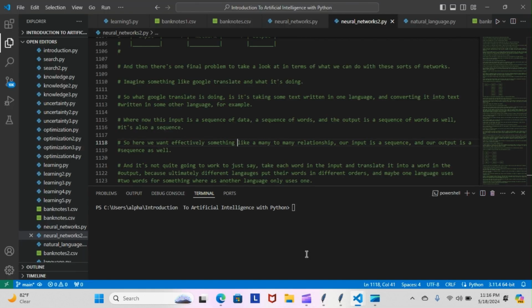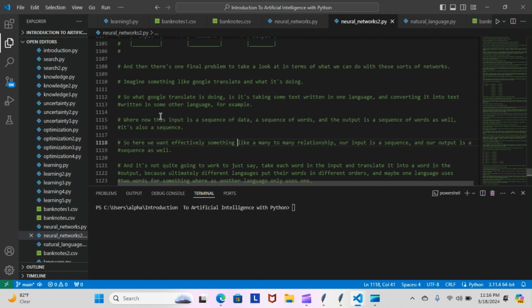Now, last night, if you recall, we were going over different shapes of our recurrent neural networks, and tonight we're going to pick up where we left off. And then there's one final problem to take a look at in terms of what we can do with these sorts of networks. Imagine something like Google Translate and what it's doing. What Google Translate is doing is taking some text written in one language and converting it into text written in some other language.